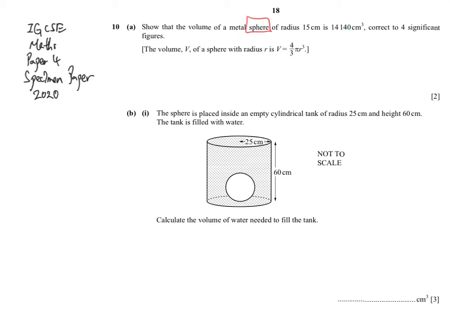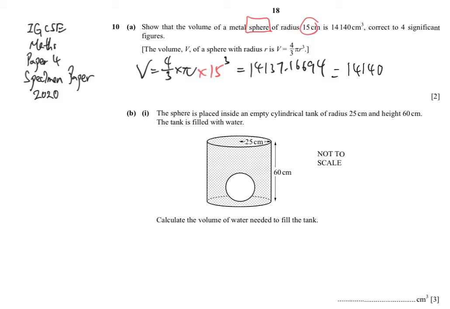So you just simply put it in. The volume V will be equal to 4 over 3 times pi times r cubed. R is 15, so 15 to the power 3, and you just use your calculator. It will give you something like this, if you use the pi in the calculator. Okay, so correct this to 4 significant figures, you will get 14140. So that's already shown.